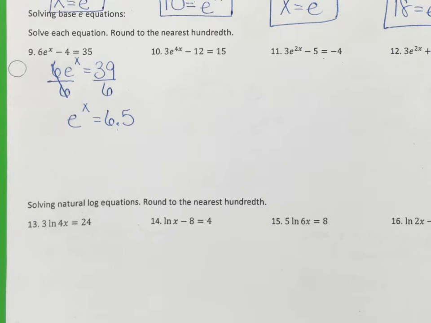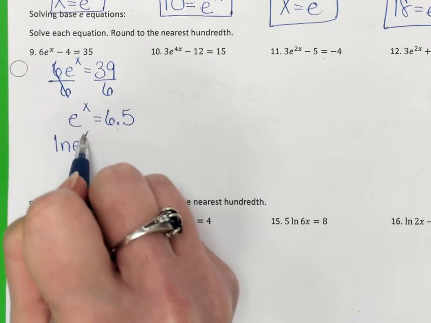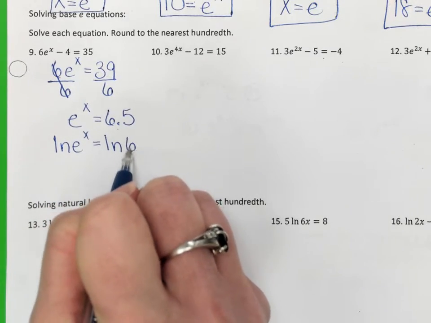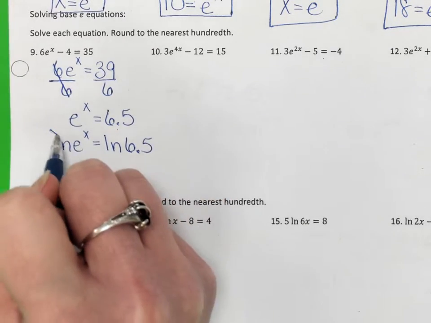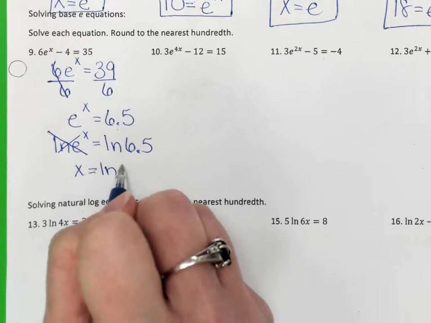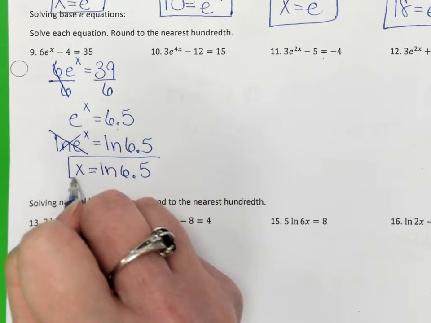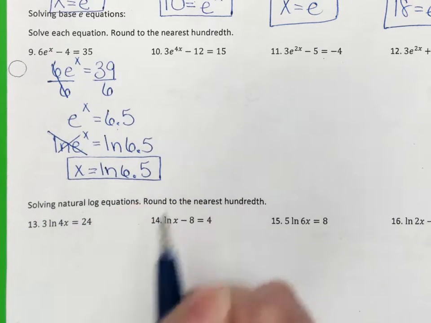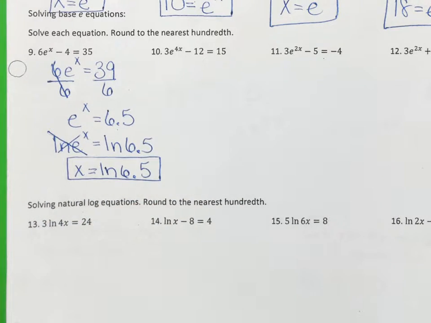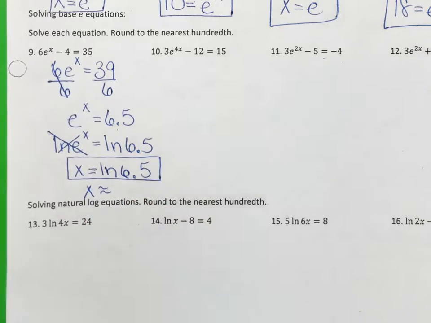Now, how do you get the x by itself? I've got to get rid of the e. What's the opposite of the e? The natural log. Very good. And those cancel out. So I have x equals the natural log of 6.5. That is my exact answer. How do I figure out what x is approximately equal to?